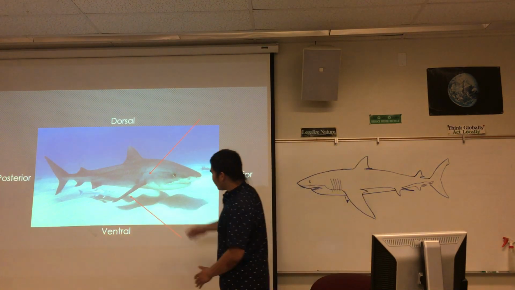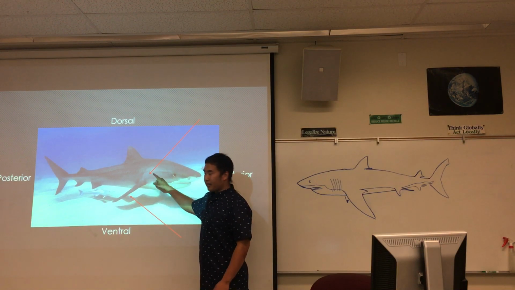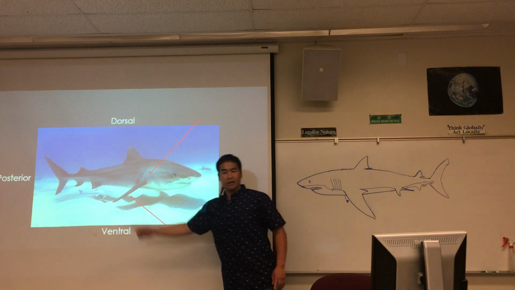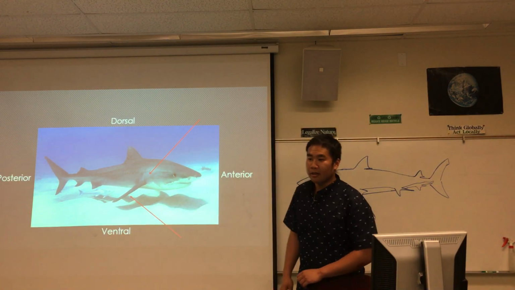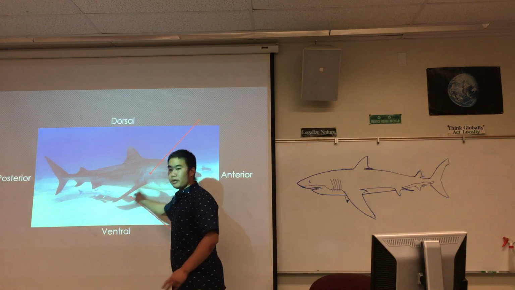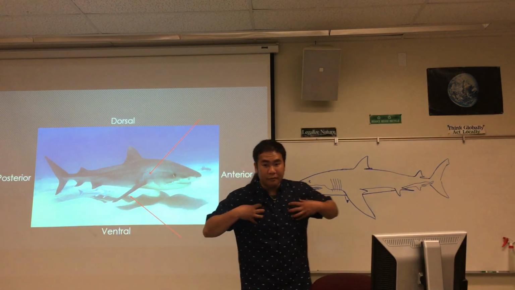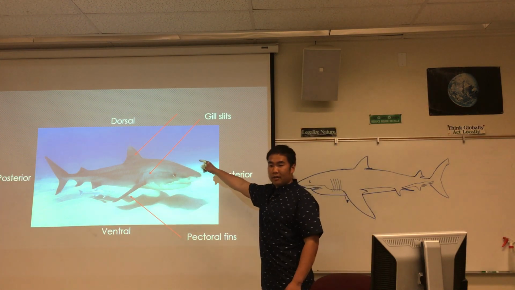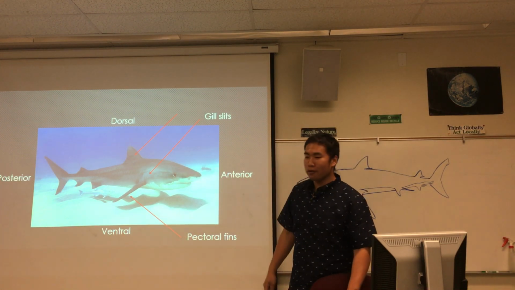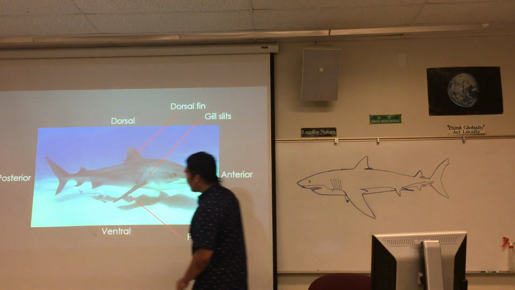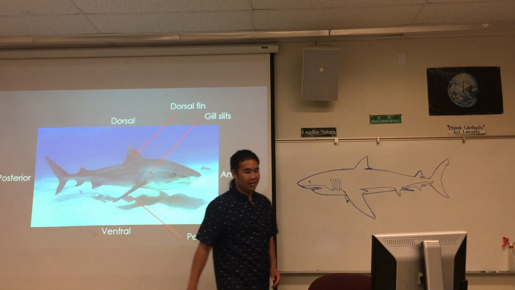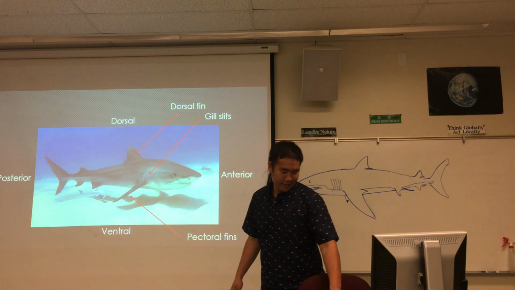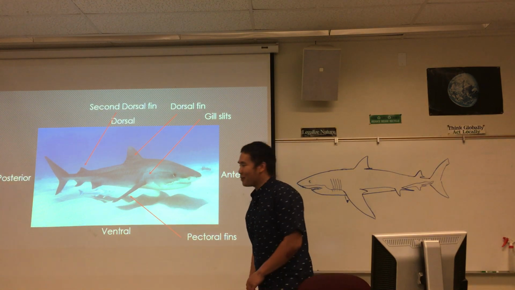Did we remember what these are called? Gill slits, right? How many? Five. And what is this fin called? What are those fins called? These ones? Anybody remember? They're called the pectoral fins, right? Because they're where your arms are. What's that one called? Dorsal fin, because it's along the dorsal surface. Therefore, what is this one called then? That one is called the second dorsal fin, right?